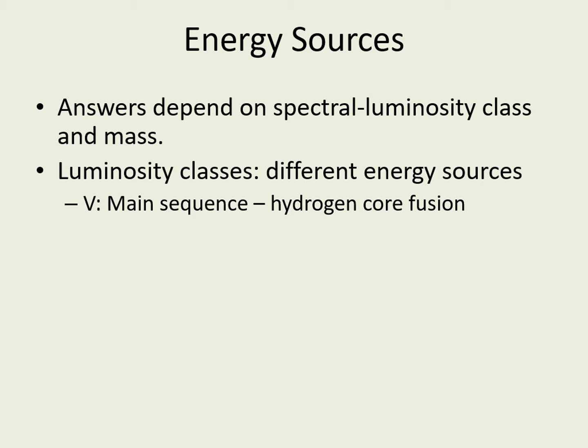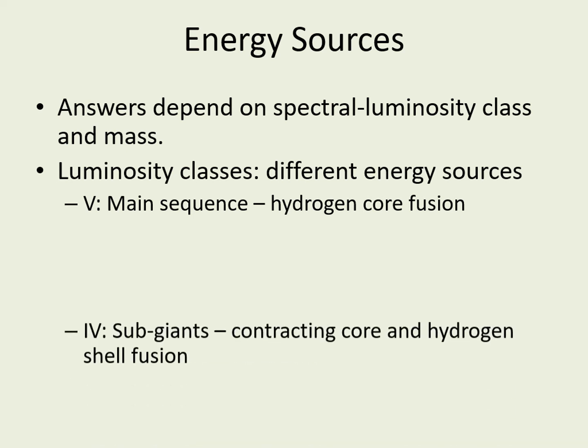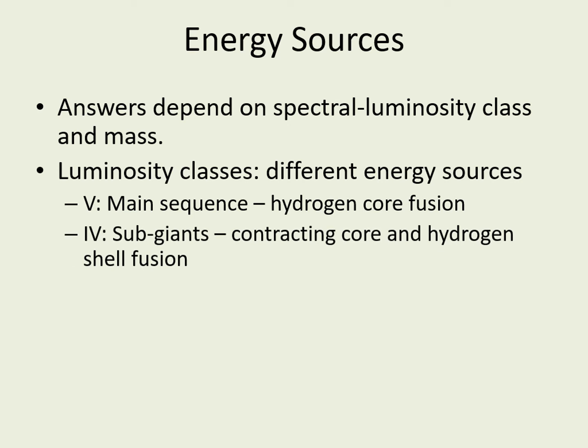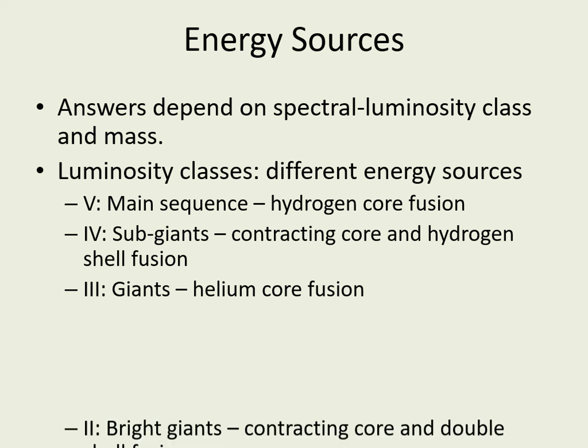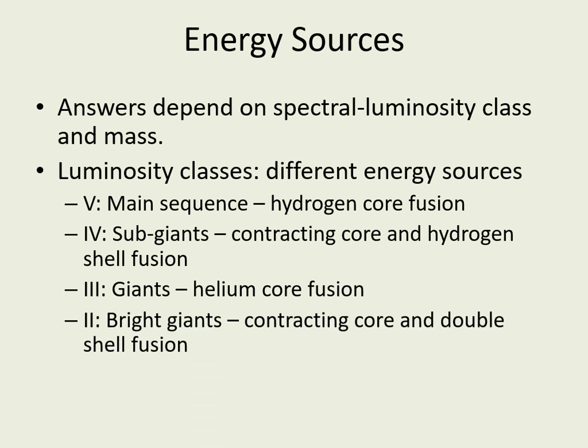On the other hand, stars that have just left the main sequence are subgiants. They have cores going through gravitational contraction and hydrogen shell fusion surrounding that. In low-mass stars, once helium fusion starts in the core, the star becomes a giant. At the end of this phase, when the core starts to contract again, double shell burning begins and the star becomes a bright giant.